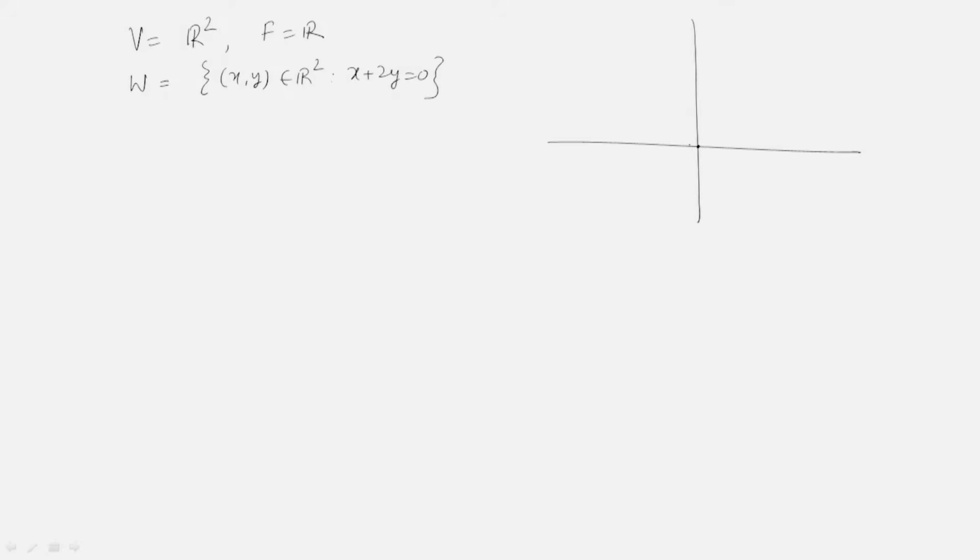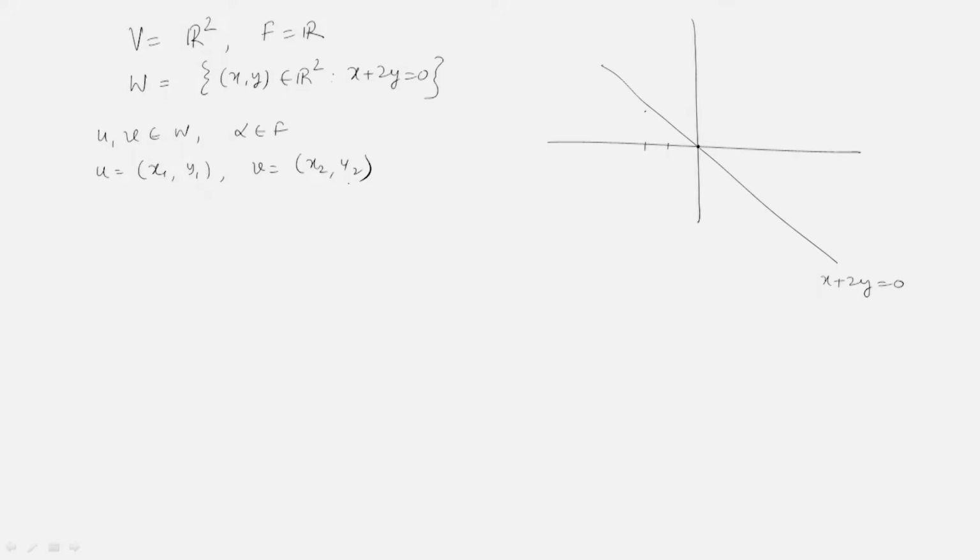So, it is passing through the origin: when x is 0, y is 0, and when x is minus 2, for example, then y is 1. So, it is this line, x plus 2y is equal to 0. So, it is of course a subset of this R2. Now, we have to show that it is a subspace of this V. So, you take 2 arbitrary elements in W and alpha in the field. So, U is, say, (x1, y1) and V is (x2, y2).